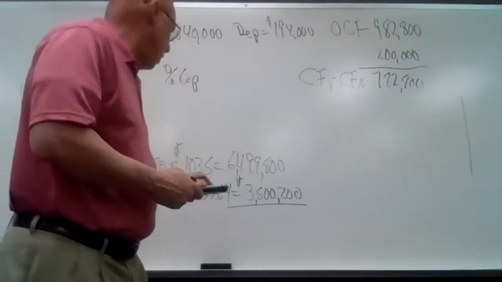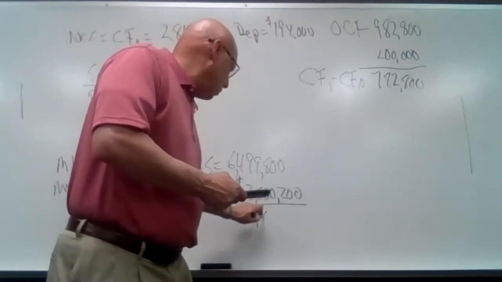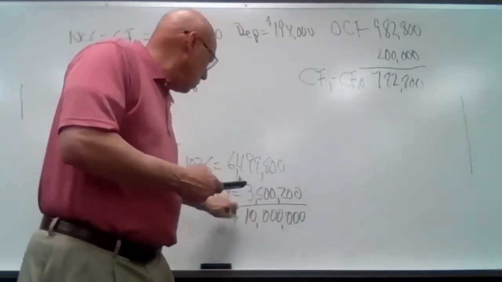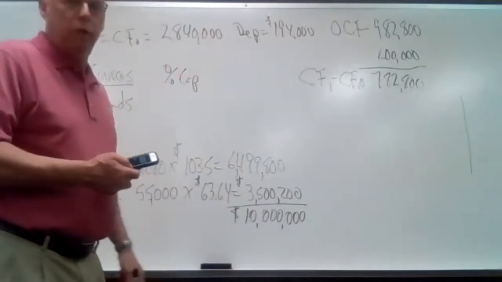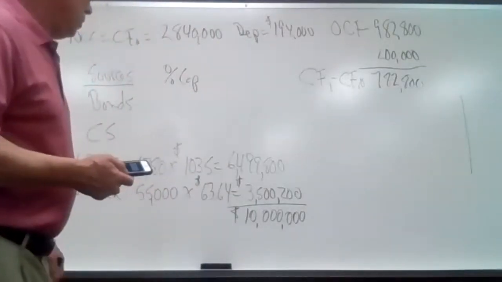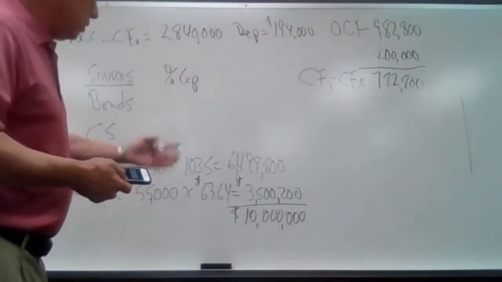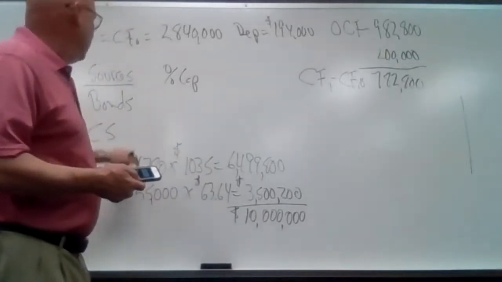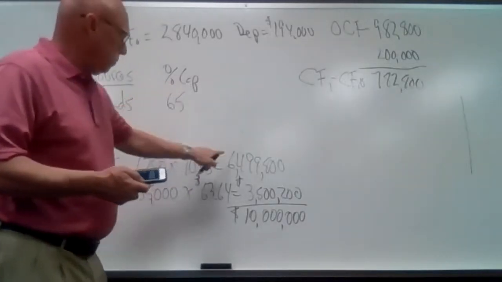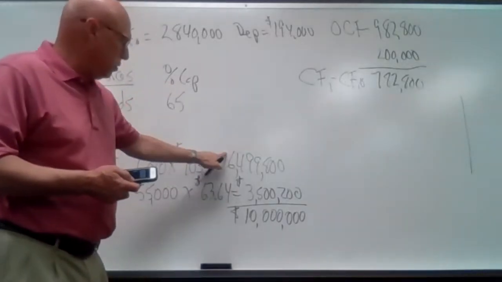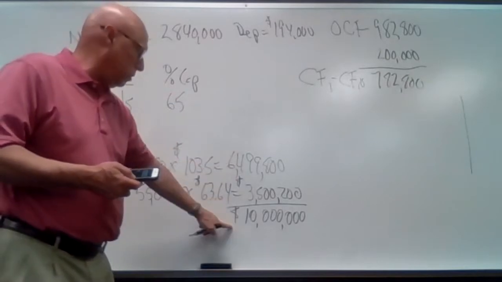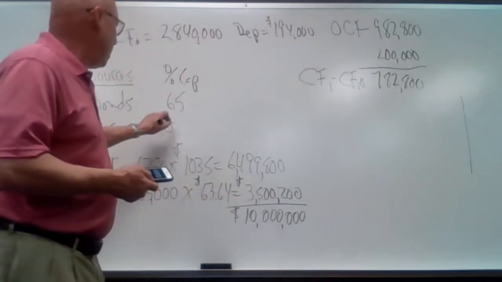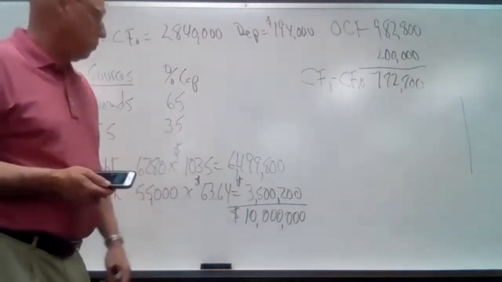And that's 10 million, right? Y'all get 10 million? Yes. That's a nice round number, isn't it? All right. So we can see right off the bat that our debt is going to be 65% of capital. 6,500,000 into 10 million, and 3,500,000 into 10 million, 65/35. Okay?